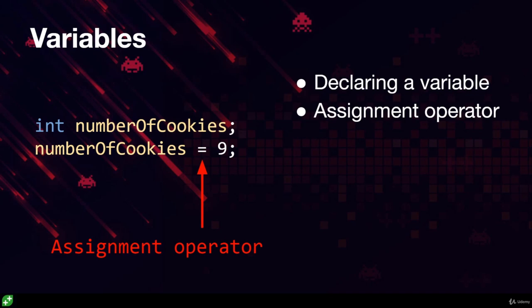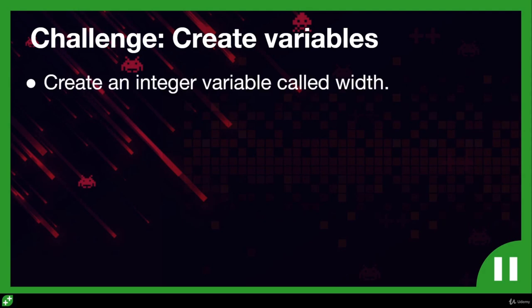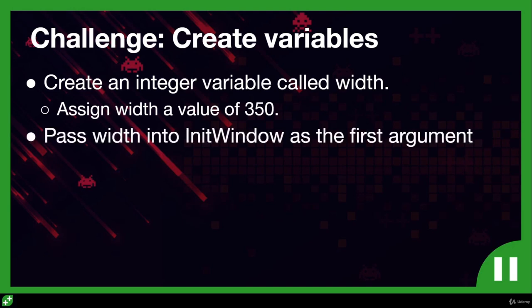So now I have a challenge for you. I want you to go back into our program just inside the main function and create an integer variable called width and assign it a value of 350. Then I want you to pass width into init window as the first argument. Remember, the word argument means input, just like parameter does. Pause the video now and give this a try.